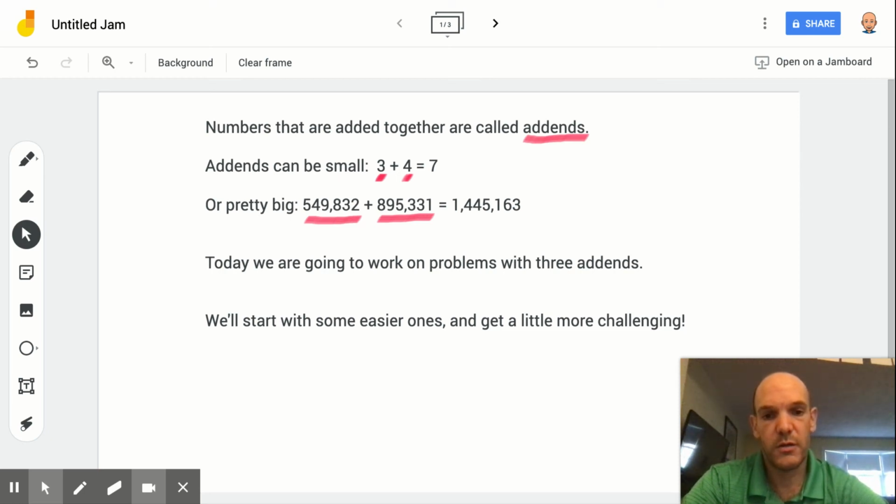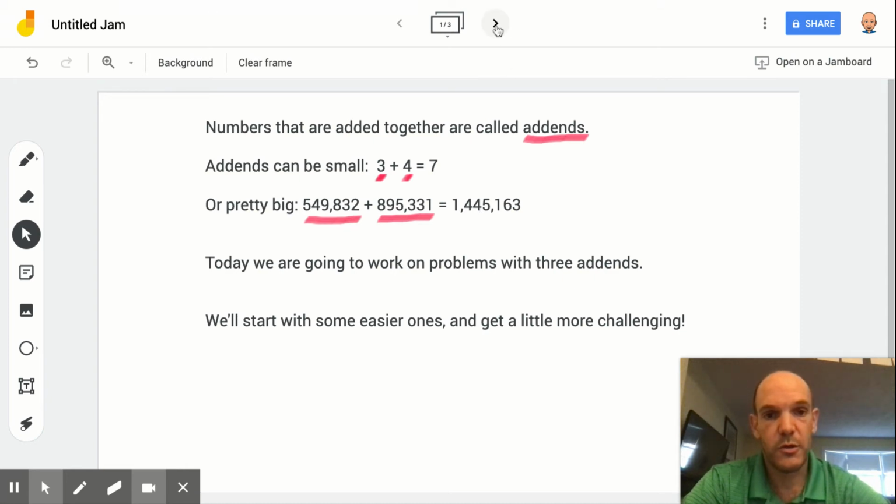And what I wanted to do today was talk about what to do when we are adding multiple addends that are two-digit numbers. And specifically today, we're going to be working on adding three addends together. So addends essentially are the numbers you add to get a sum in addition. So the first example here, 3 plus 4, 3 and 4 are the addends to get 7. Of course, addends can be very big. So here are two big numbers to get an even bigger number.